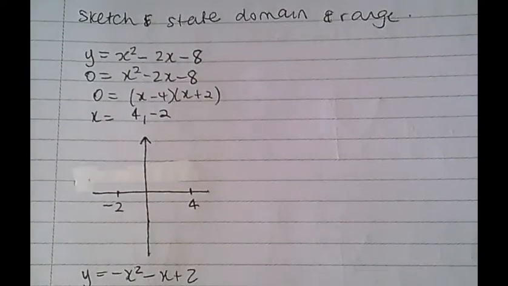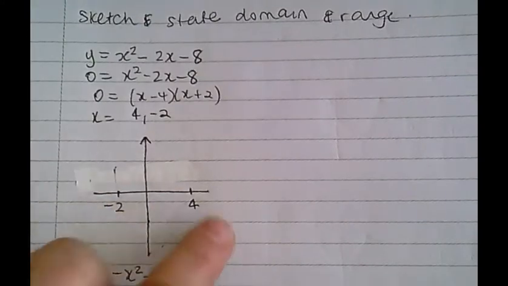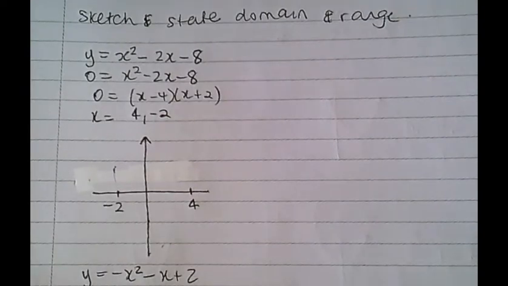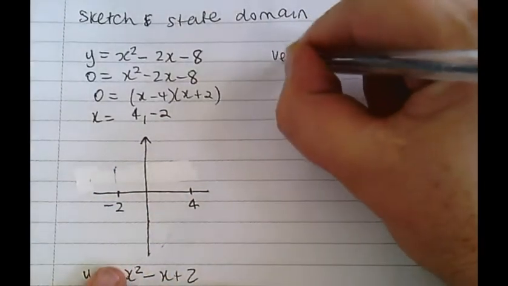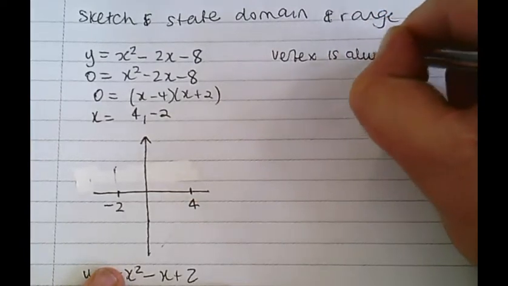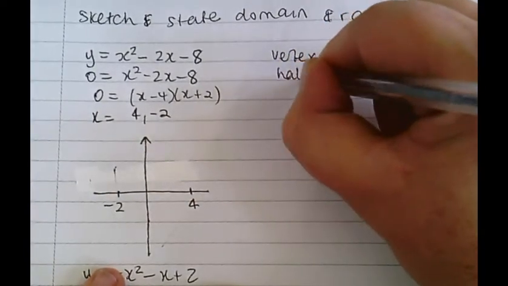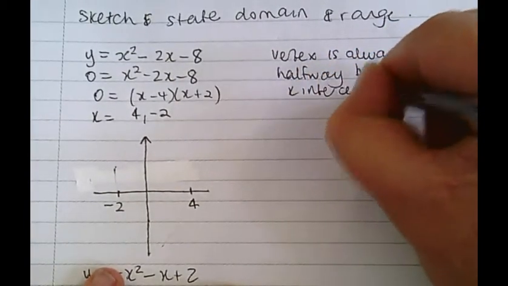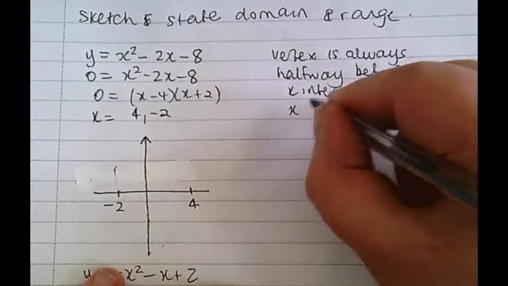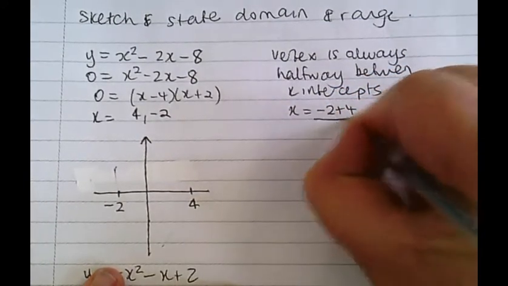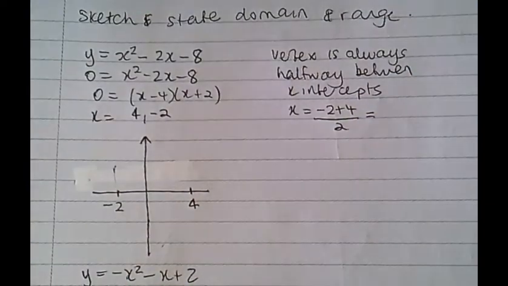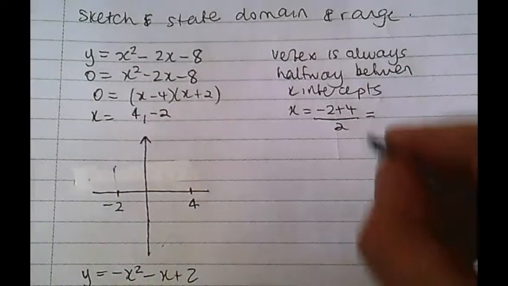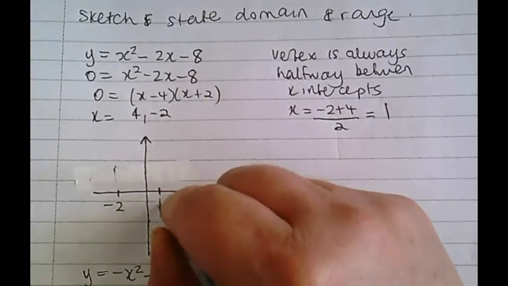What's the y-intercept? Now, we've got to know where the bottom, the vertex of the parabola, is going to be located. This is concave up, it goes like this. It's halfway between the x-intercepts. So the vertex is always halfway between the x-intercepts, the average of the x-intercepts. So I go negative 2 plus 4, over 2. That's 2 over 2, 1. So your vertex is located at x is 1.